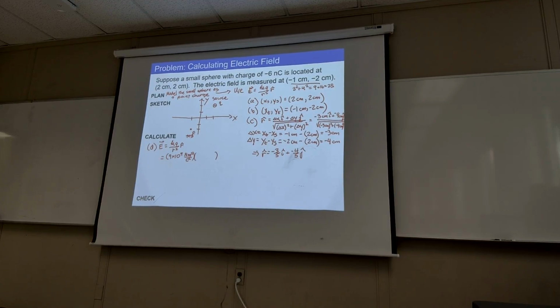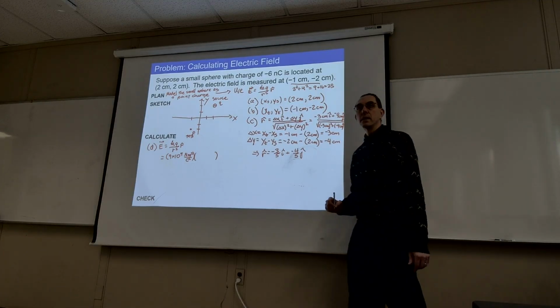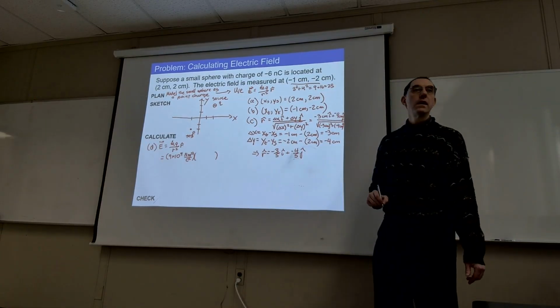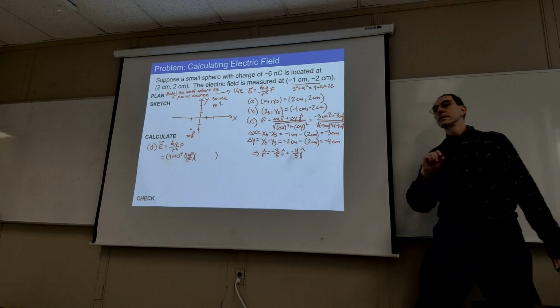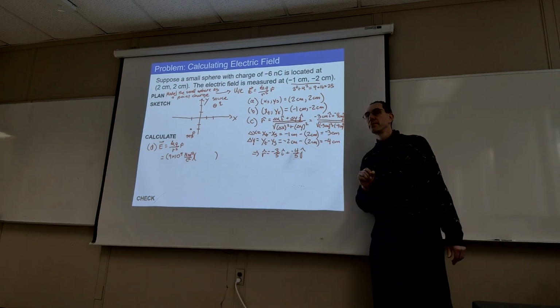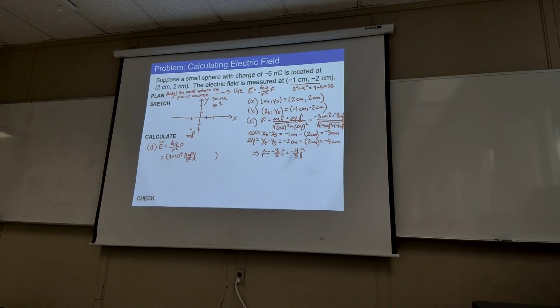I need to put in the value of the charge here, right? What value do I put in for q? Yeah. -6 times 10 to the -9. Great. -6 times 10 to the -9. Again, we want to convert that to coulombs, so we keep our units straight. 6 times 10 to the -9 coulombs, right?